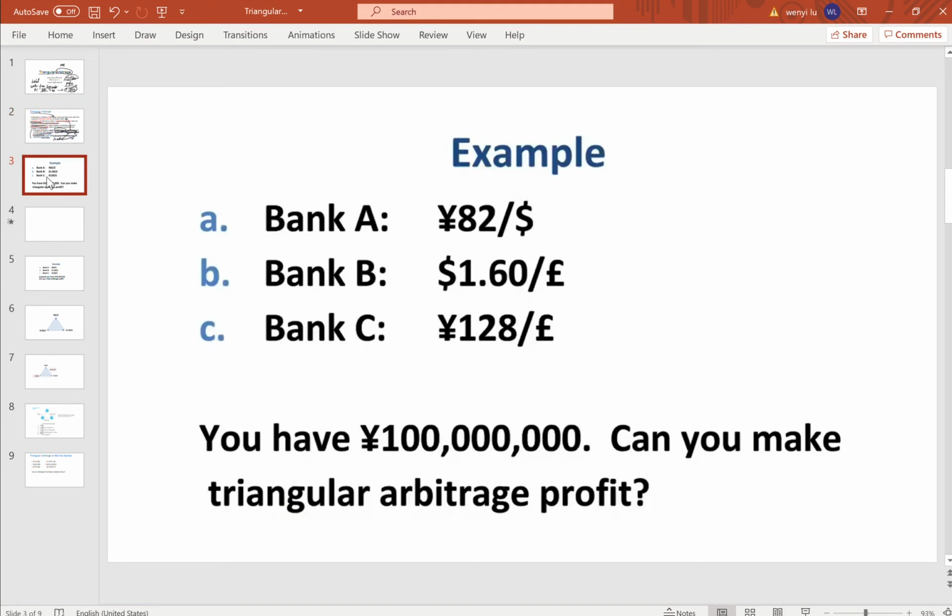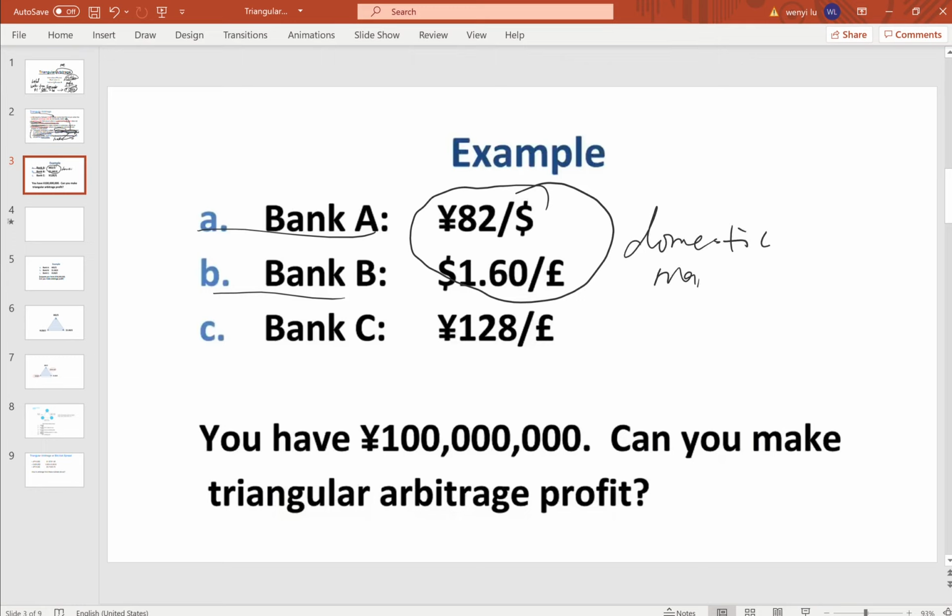So in this given example, there are 3 exchange rates from 3 banks. Most likely, A and B, you can see they both involve the dollars, so we suppose this is in a domestic market. And the third one is in bank C, so this should be in a foreign bank.